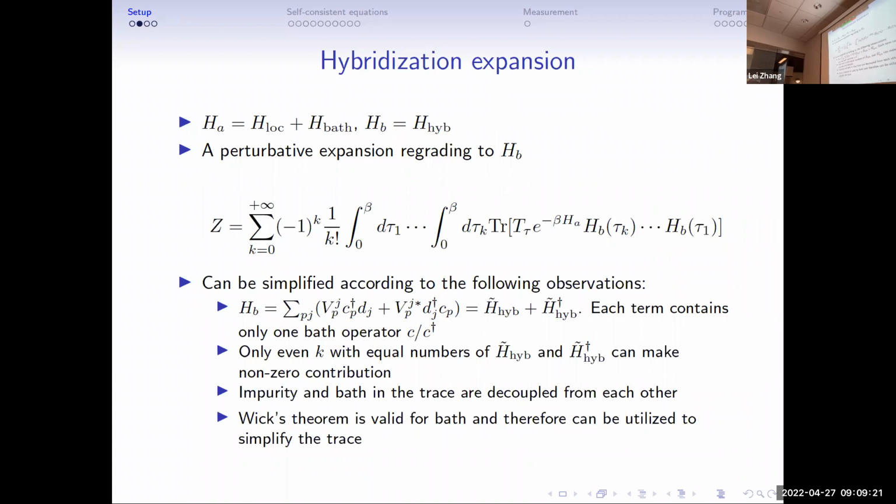And also because we treat HA, the background, as H local plus H bath, there's no coupling between the bath and the impurity in the background. So they can be decoupled from each other. So the trace over the whole thing equals the trace over d times the trace over c. And finally, we notice that in the background, the H bath is quadratic for the bath electrons. So we can use Wick's theorem to simplify the expression. So far, any questions?